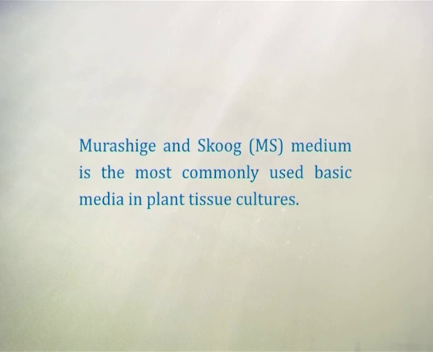Plant tissue culture media may be either solid or semi-solid or liquid medium. Solid or semi-solid medium contain solidifying agents or support systems like agar, while liquid medium lacks agar. Let us now see the general methodology for preparation of medium, which is MS medium in the present case. Murashige and Skoog or MS medium is the most commonly used basic medium in plant tissue cultures.